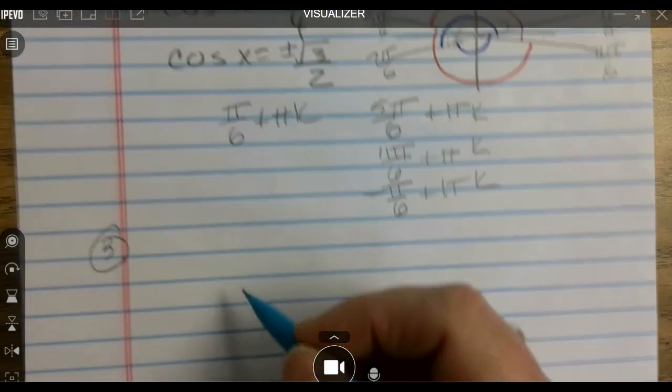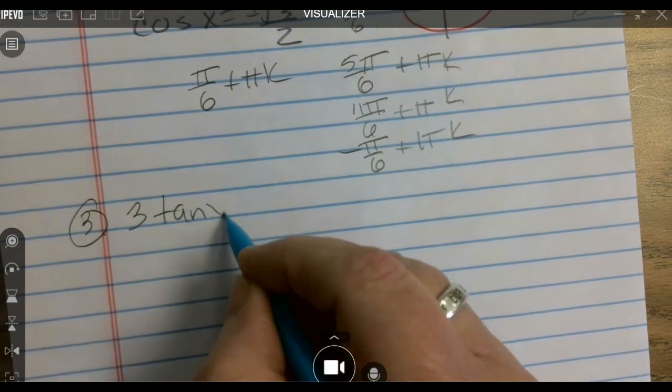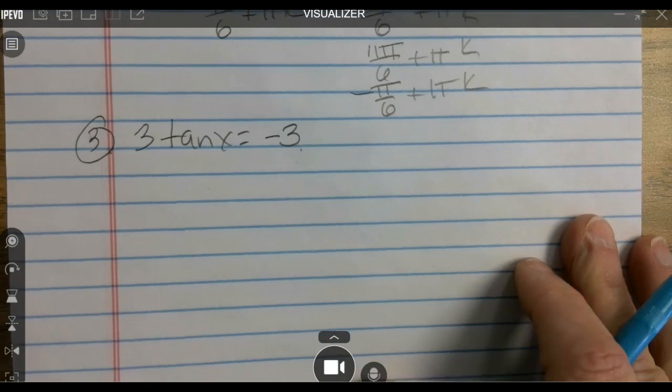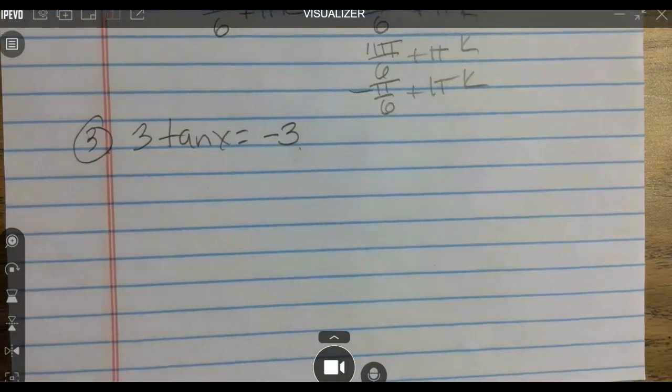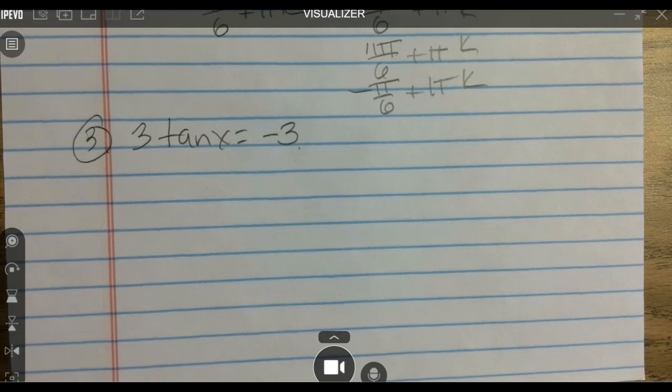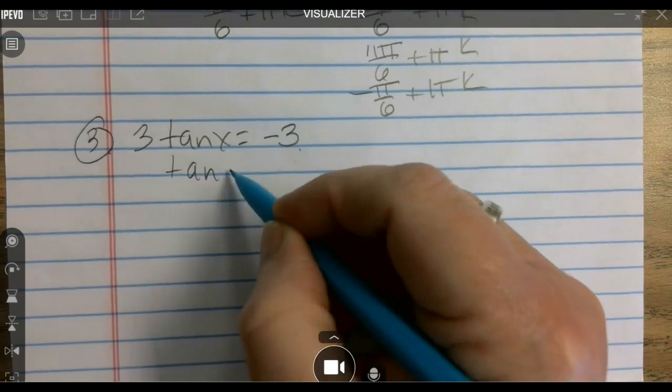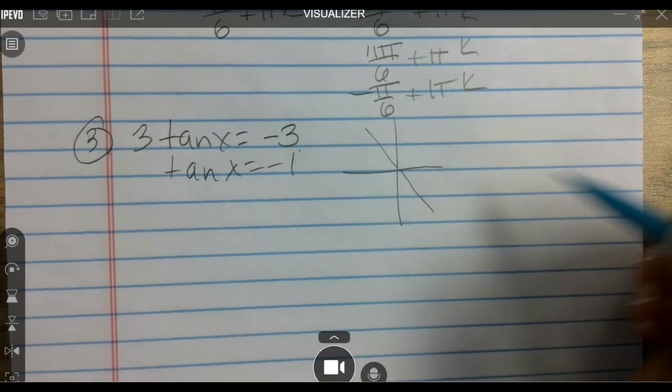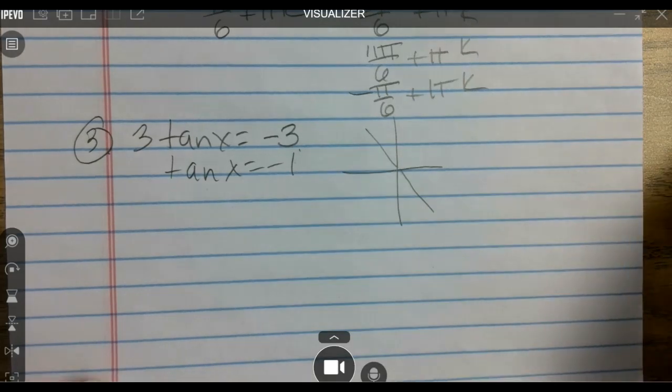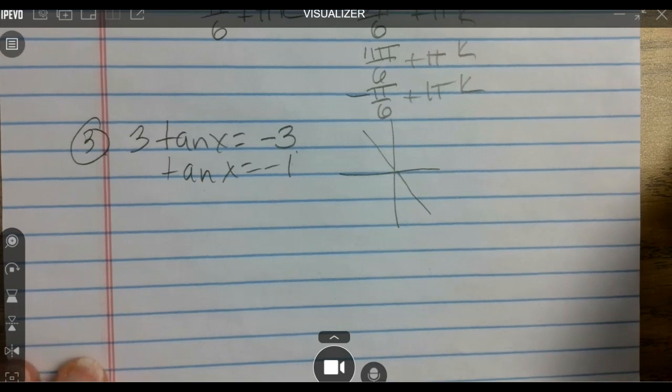Okay, number 3. 3 tangent of x is equal to negative 3. I might only do 4 with you today. I'll do my favorite one next. How many of you do I catch?